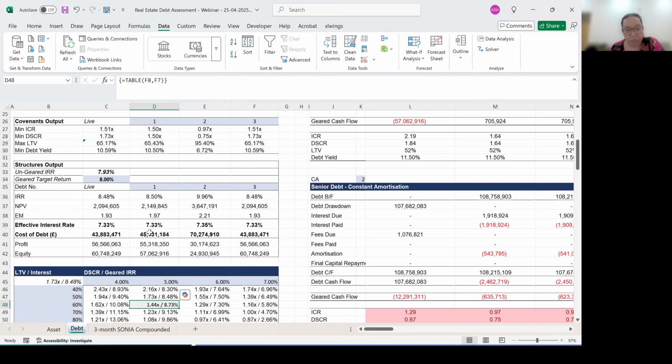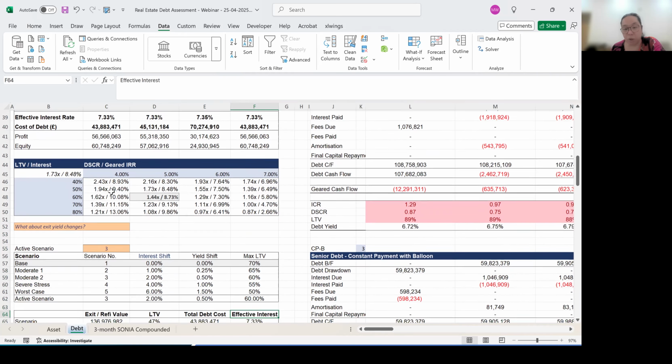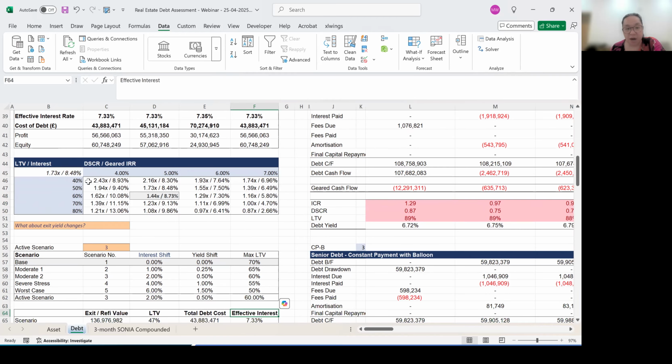So this is the loan to value, and then what happens here if you have different interest rates. So what happens if your interest rate is 4%, 5%, 6%, and 7%? What's going to be your debt service coverage ratio and your geared IRR? Okay, so if you have here, for example, a scenario of 7% interest rate and an 80% loan to value, that means that you're not servicing your debt, you are in breach, and then your geared IRR is going to be a lot lower than your ungeared IRR, which started around 8%.